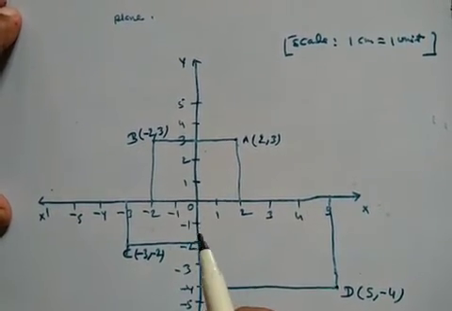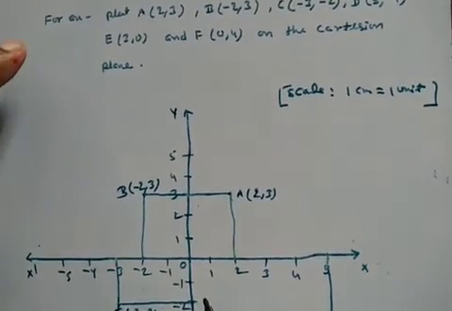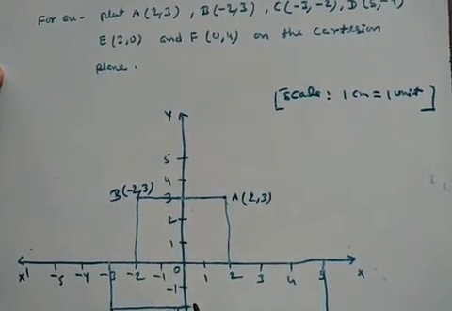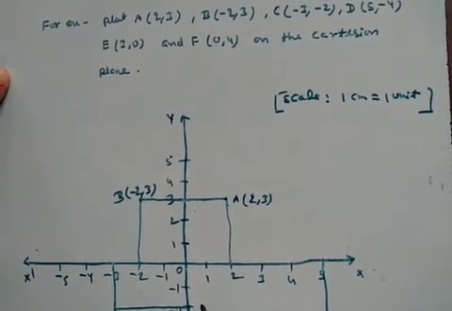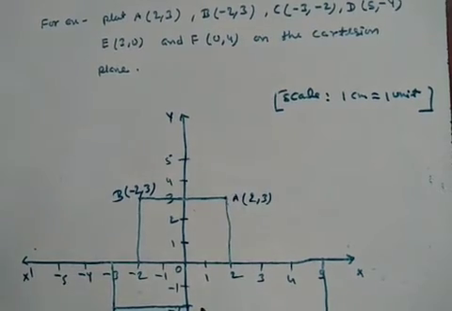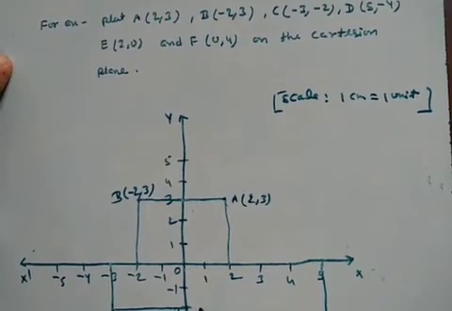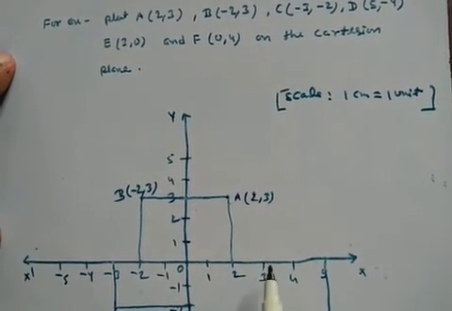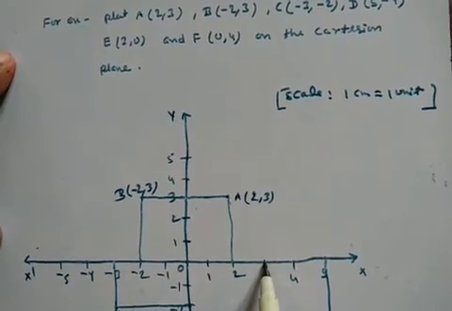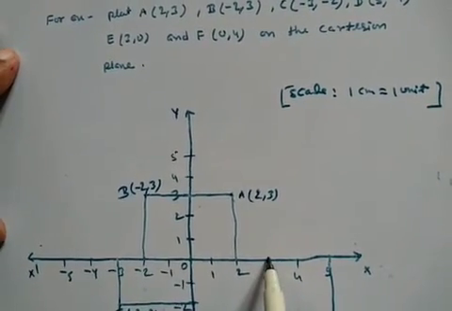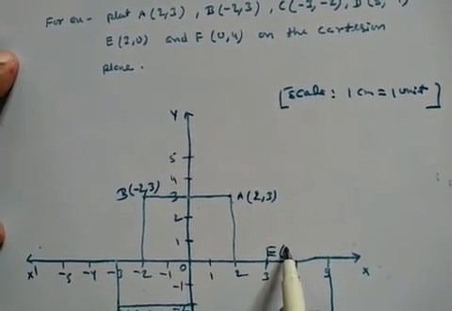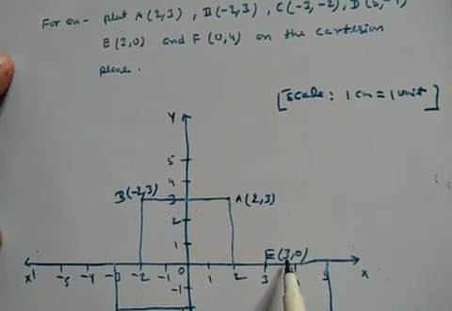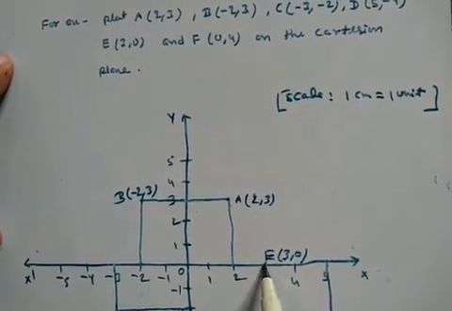Next is point E. Here abscissa is 3 and ordinate is 0. Children, you will always remember, when ordinate is 0, then that point lies on the x-axis. So this point lies on the x-axis at 3. This point is E, (3, 0). Here abscissa is 3 and ordinate is 0.